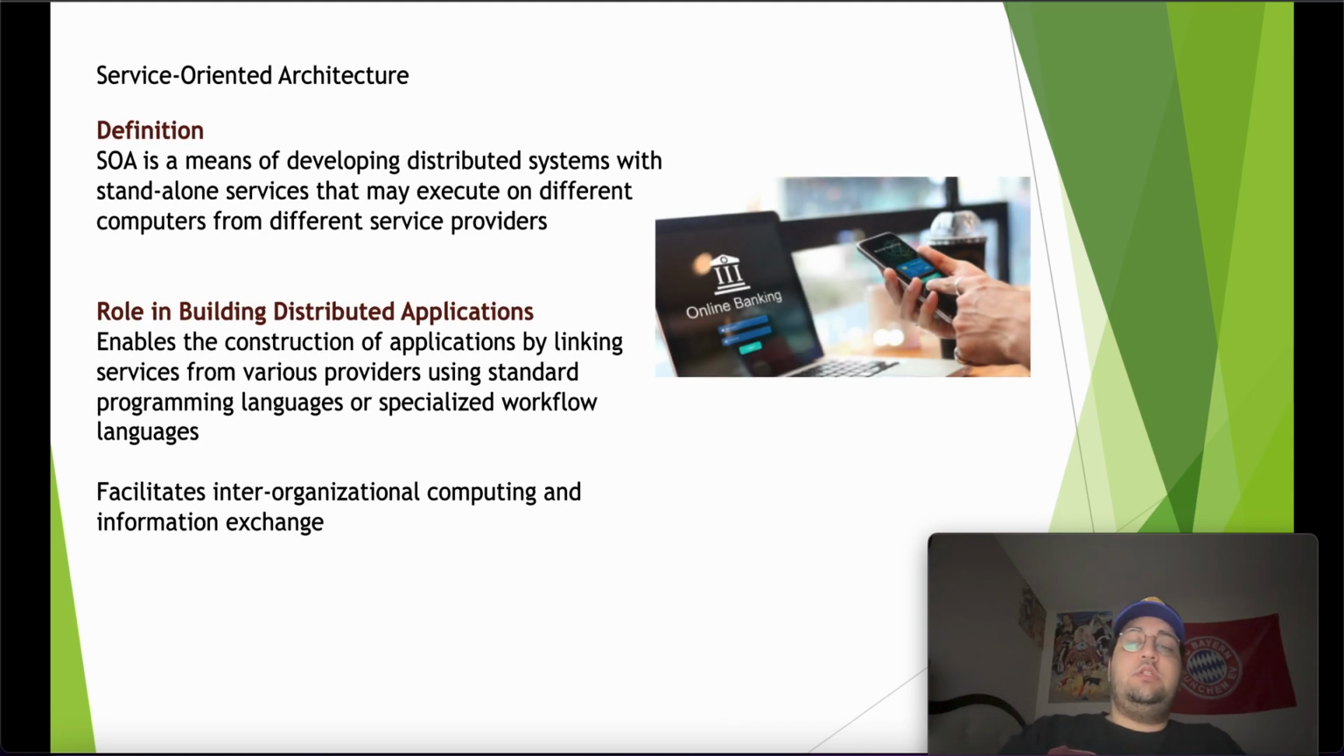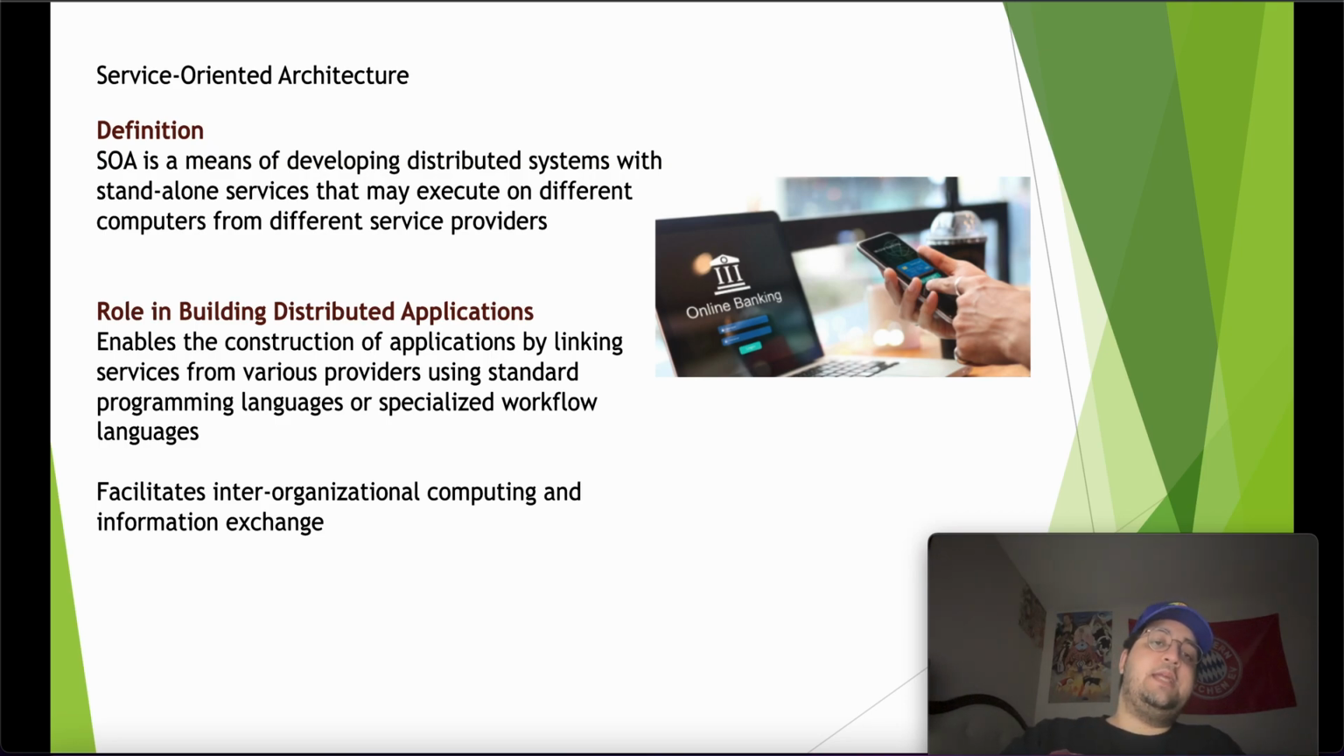The definition given is that SOA is a means of developing distributed systems with standalone services that may execute on different computers from different service providers. Its role in building distributed applications is that it enables the construction of applications by linking services from various providers using standard programming languages or specialized workflow languages.